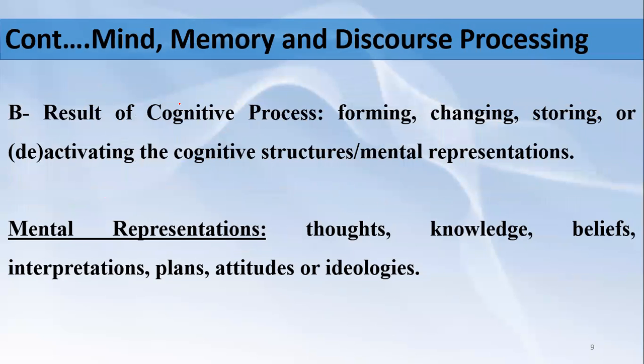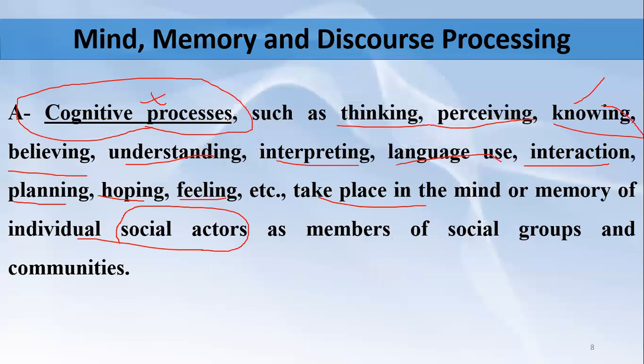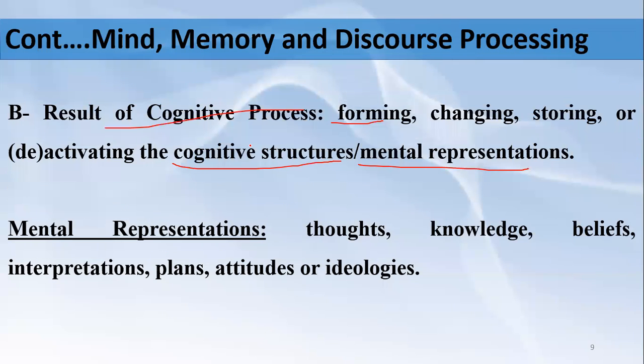When cognitive processes are taking place, what do they result in? They result in the formation of mental representations, or in the formation of cognitive structures. When we are doing certain cognitive actions, which I already discussed, we are forming cognitive structures, or forming mental representations. We are changing our mental representations, we are storing mental representations, we are activating social representations, or we are deactivating our social representations or cognitive structure.